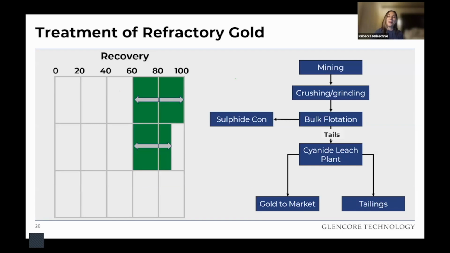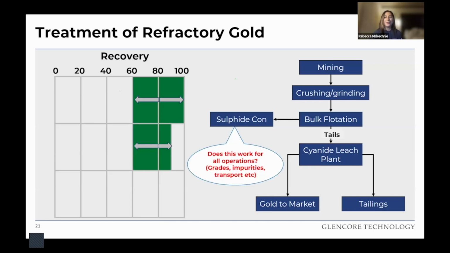Thanks, Mahe. The results at Goldex really showed the flexibility and opportunities for the Jameson cell within the different parts of their circuit. That included roughing and cleaning, and how we might be able to increase recoveries for existing plants via what is still a relatively simple circuit.